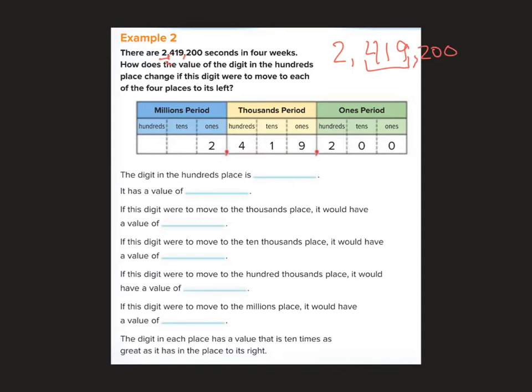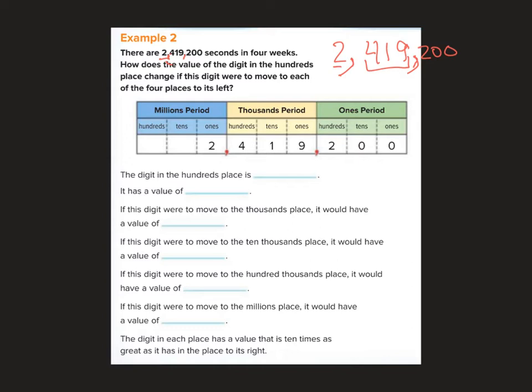200. So we kind of break it up by its period, like I talked about earlier. 2,419,200. Okay, so that's kind of what we're adding in the millions place. So there are 2,419,200 seconds in 4 weeks.